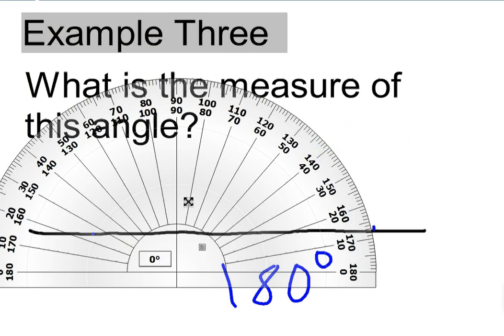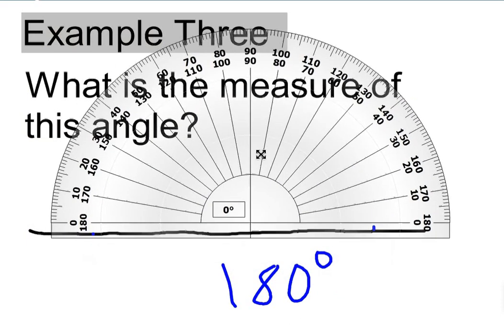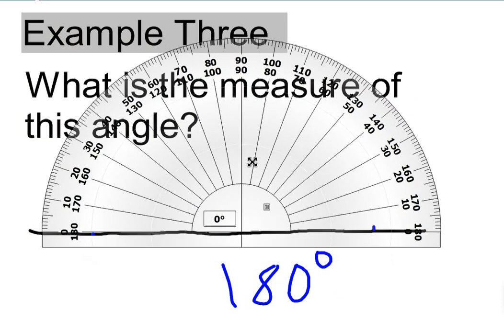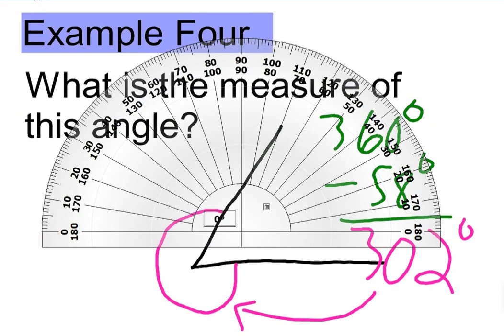Measuring a few more. We can put our crosshairs anywhere we want, but the protractor is going to clearly give us an accurate reading of 180. It's going to be a straight line. So you can use a protractor to measure a straight line.